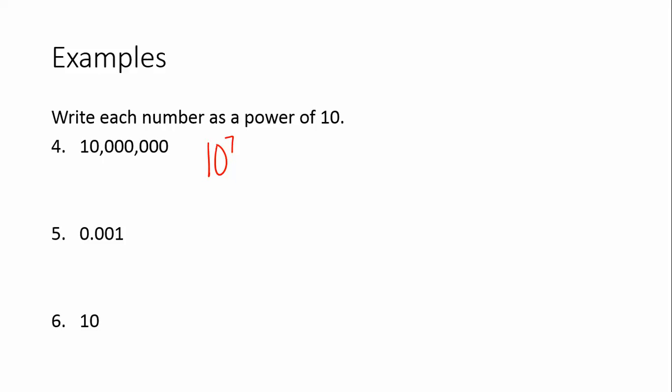Number 5, we have 0.001, which if we write that as a fraction is 1 over 1,000. 1/1,000th is how number 5 is read. And we actually just did one like this before, but we can then write it as 1 over 10 to the third. But we don't want to keep our answer as a fraction. When we're writing powers of 10, we're writing 10 to a positive or a negative power, so 10 to the negative third.